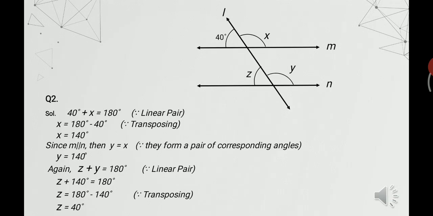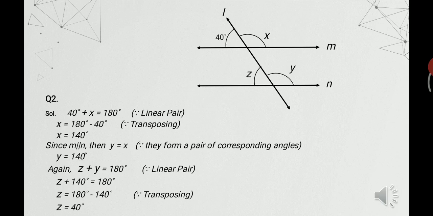Exercise 9.2, question number 2. In this question, we have to find the angles which are not given in the figure and which are represented by the variables x, y, and z. Obviously, we have to take help from the angle which is given, that is 40 degrees. So we'll start from here.